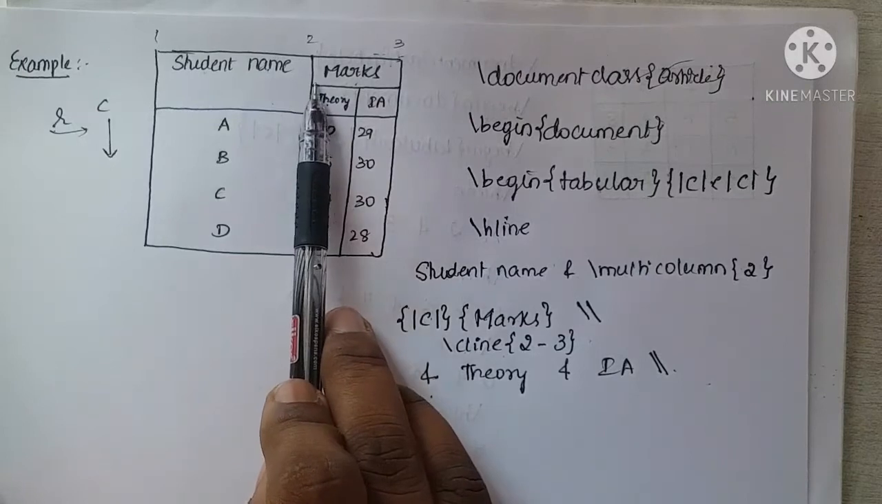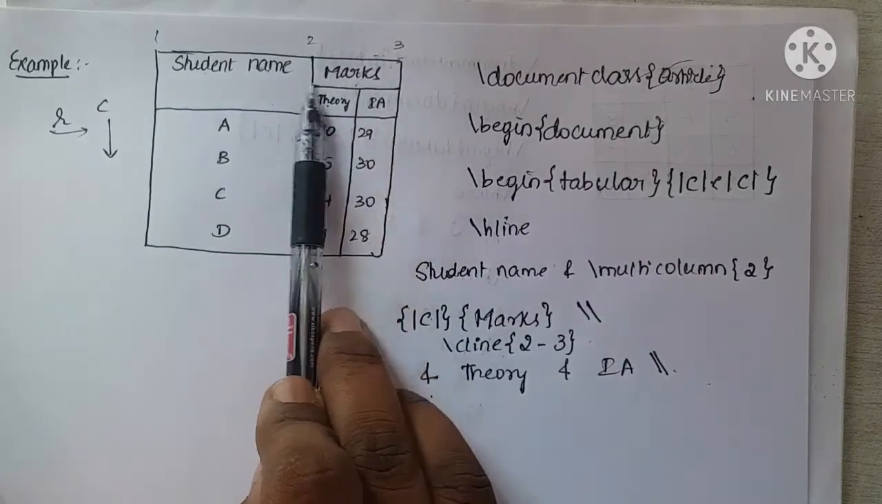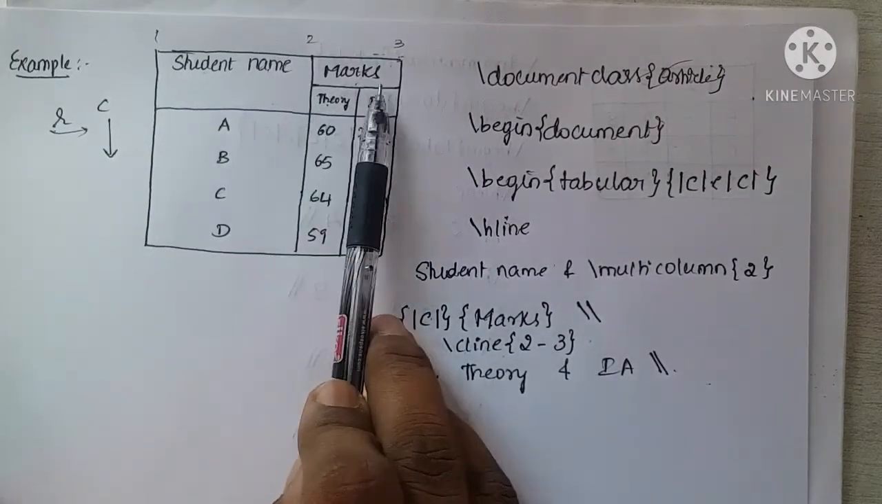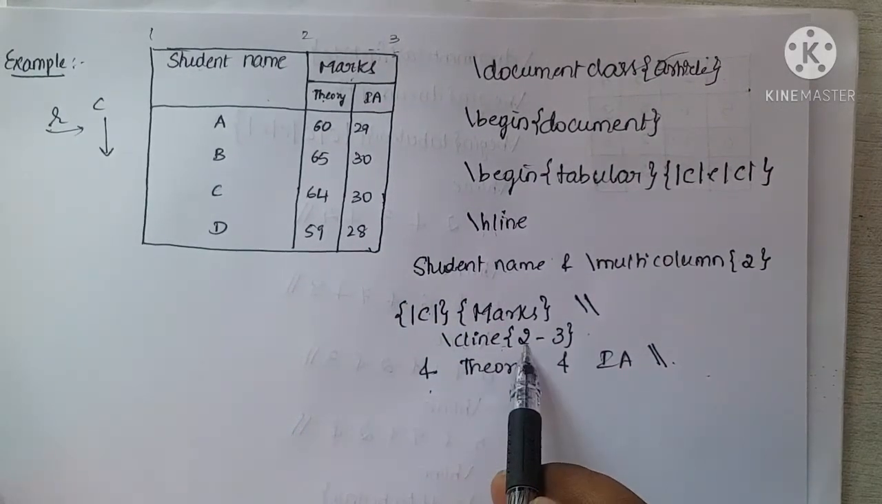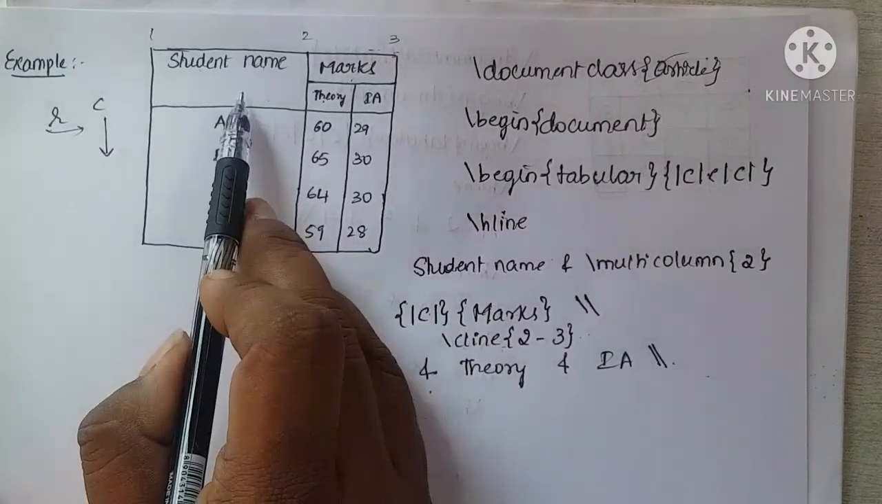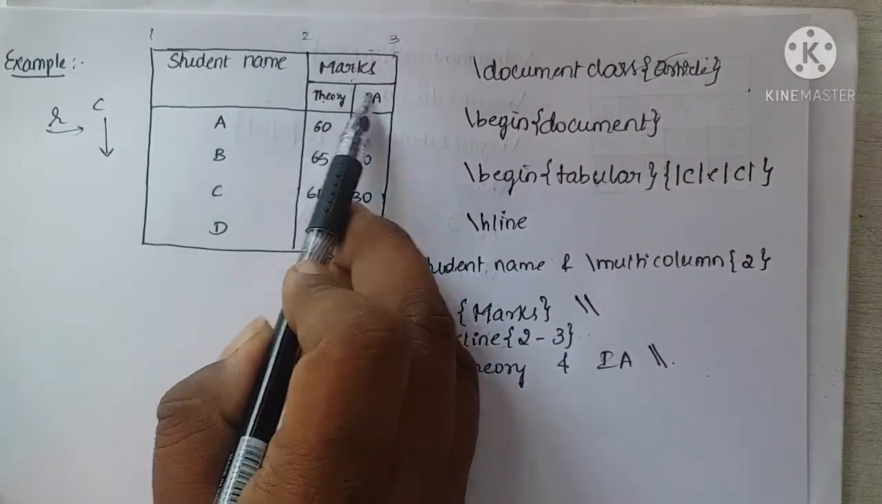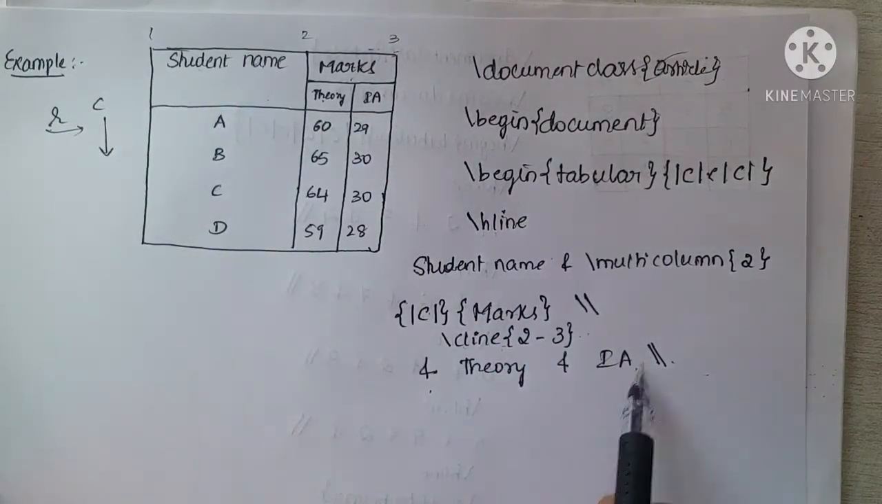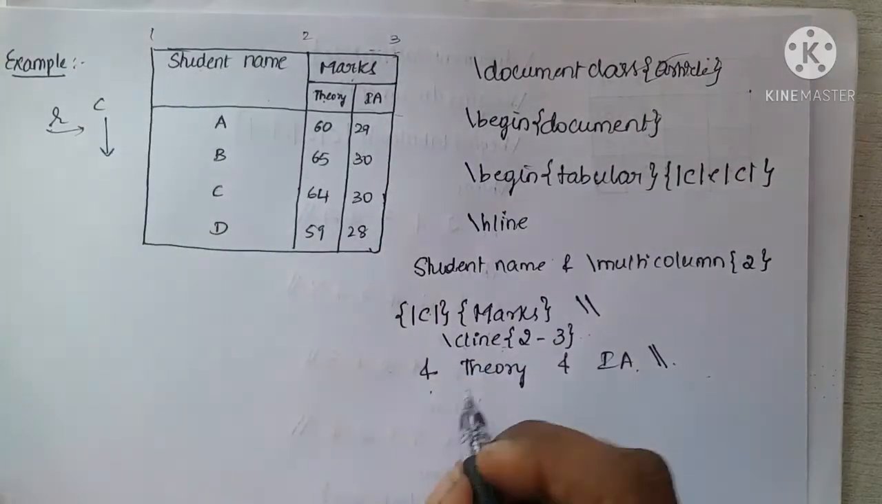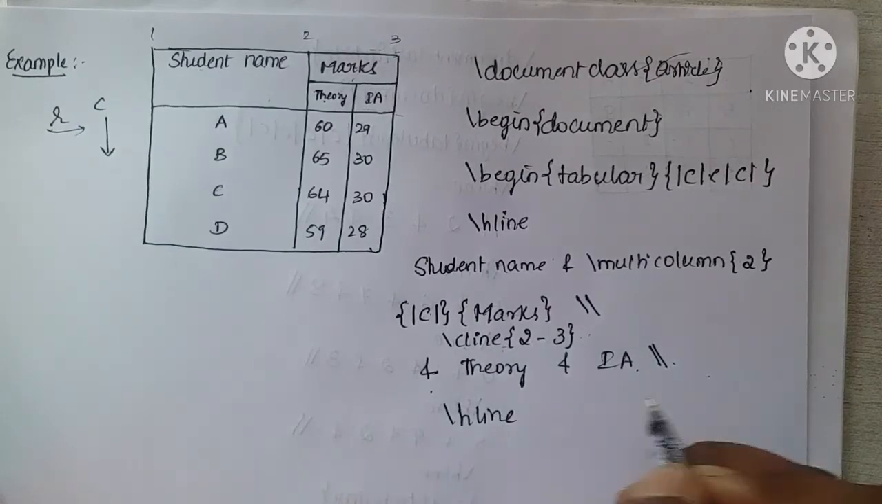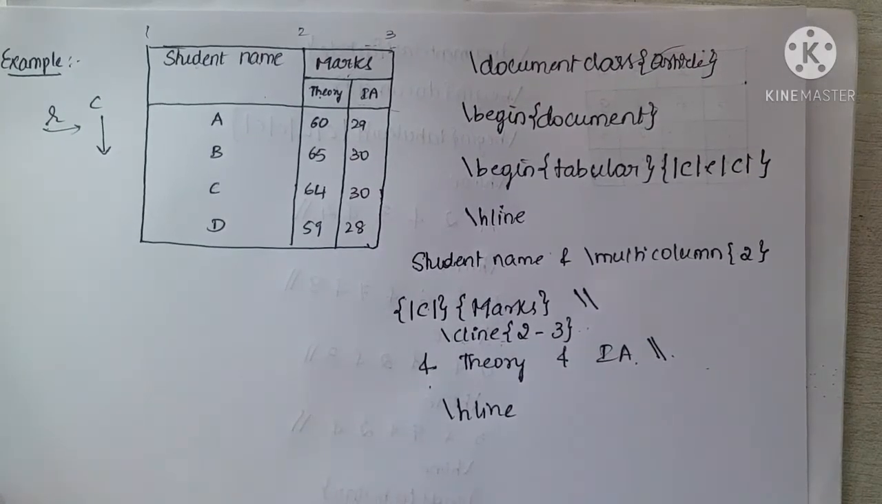After marks, if you observe, we need a line here. We need a line from second to third. So backslash cline 2-3. We move on to the next row, ampersand theory and IA. Now we'll move on to the next line. What do we need next? We need a line. We need an hline. So backslash hline. Now you can give the elements row wise.